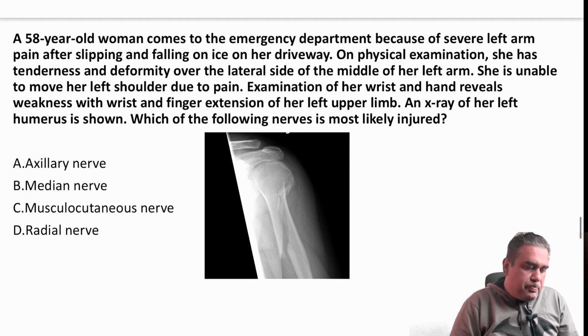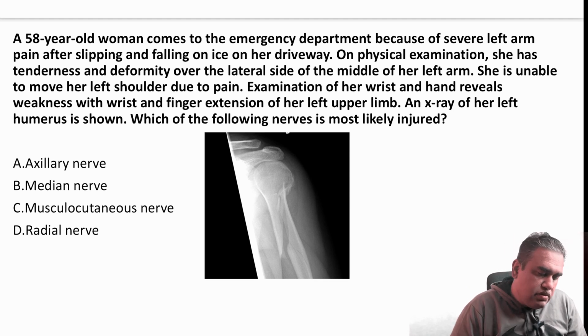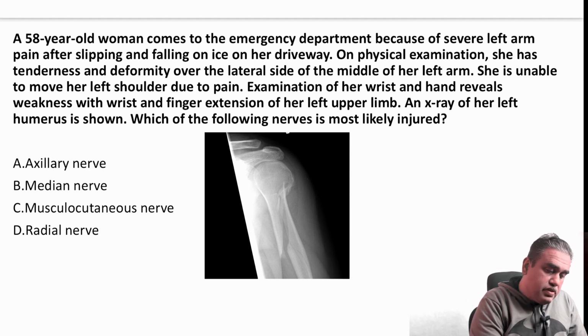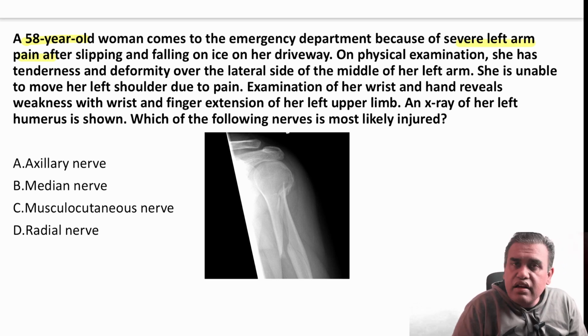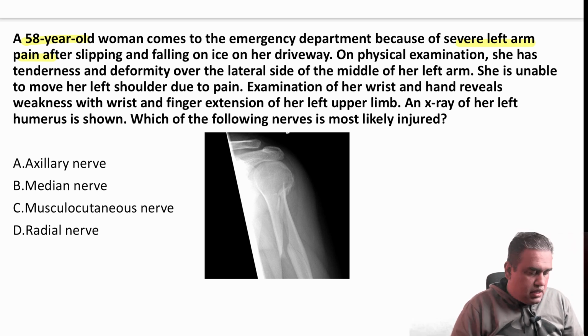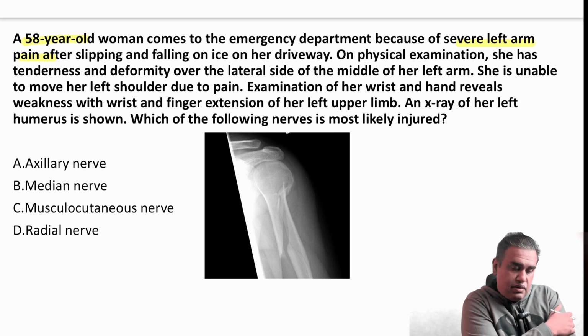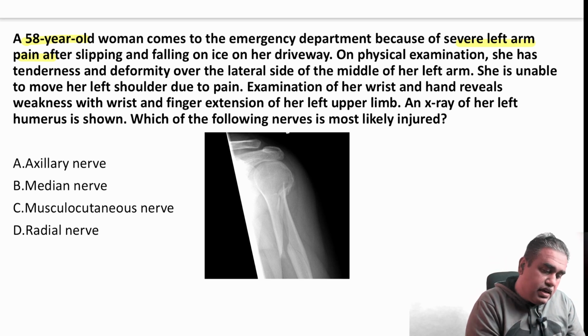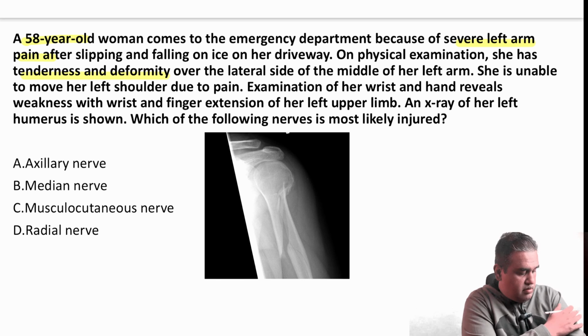A 58-year-old lady comes to the emergency because of severe left arm pain after slipping and falling on ice on her driveway. On examination, she has tenderness and deformity over the lateral side of the middle of her left arm. Which bone is there?